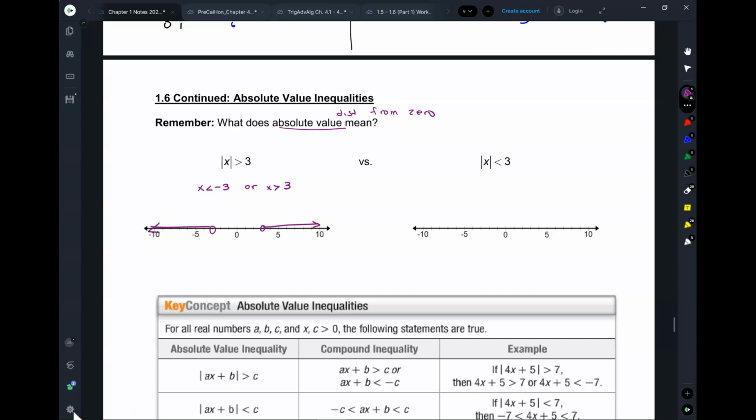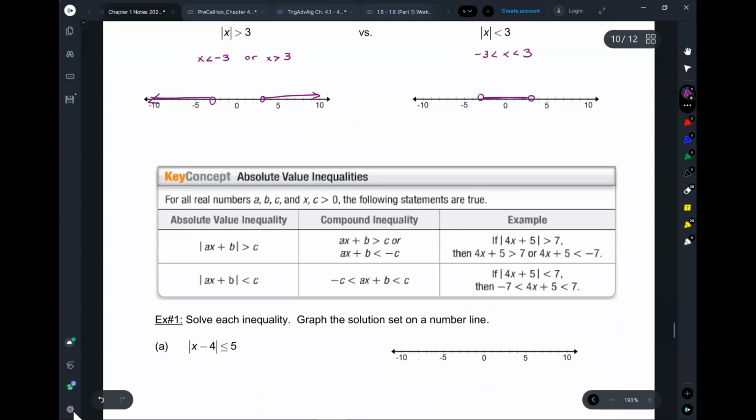Now here it says you want your number to have a distance less than 3 from 0, right? So if this is 3 and here we have negative 3 and positive 3, positive 3 is here. You want the distance of this number to be in between here, right? So less than 3 units away from 0. And so the way we can write that is negative 3 less than x less than 3. Okay.